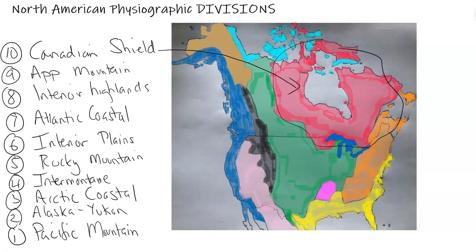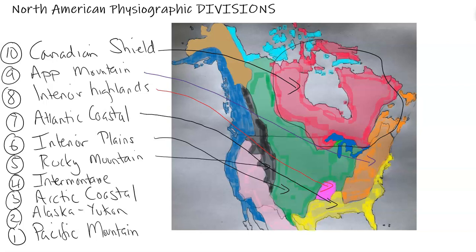All right. So as a review, Canadian Shield is right here in the red. The Appalachian Mountain System is here in the orange. We have the interior highlands, which is over here in the purple. We have the Atlantic coastal system, which is down here in the yellow. We have the interior plains, which is over here in green. There we go. We have the Rocky Mountains, which are in black, right there. Intermontane, which is in the pinkish, right here in between the two mountain systems.